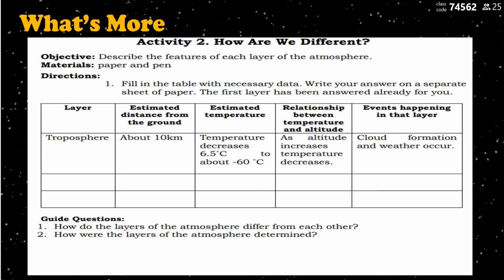What's more, activity 2, how are we different? So you're given the direction: fill in the table with necessary data, write your answers on a separate sheet of paper. The first layer has been answered already for you. For the first one, layer troposphere, about 10 kilometers. This is the estimated distance from the ground. Estimated temperature decreases 6.5 degrees to about negative 60 degrees Celsius. And relationship between temperature and altitude: as altitude increases, temperature decreases. Events happening in that layer, cloud formation and weather occur.